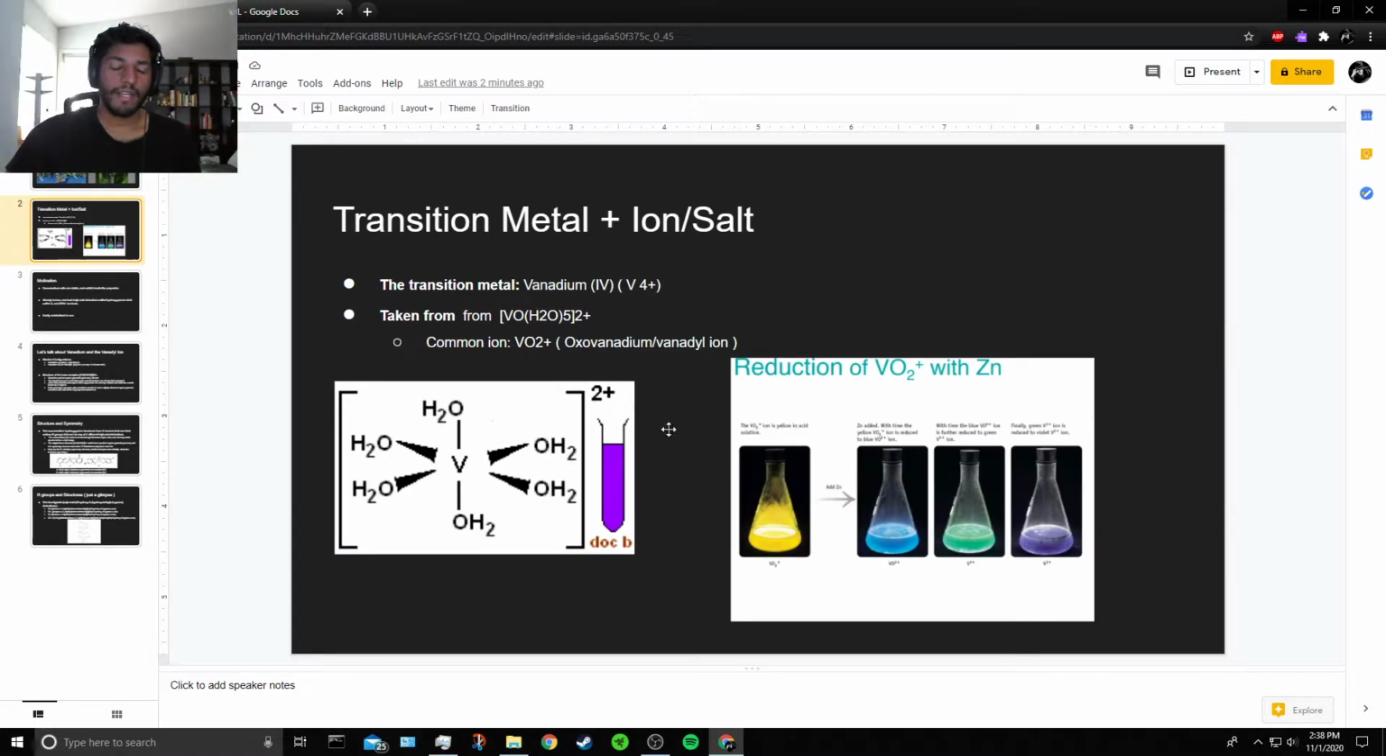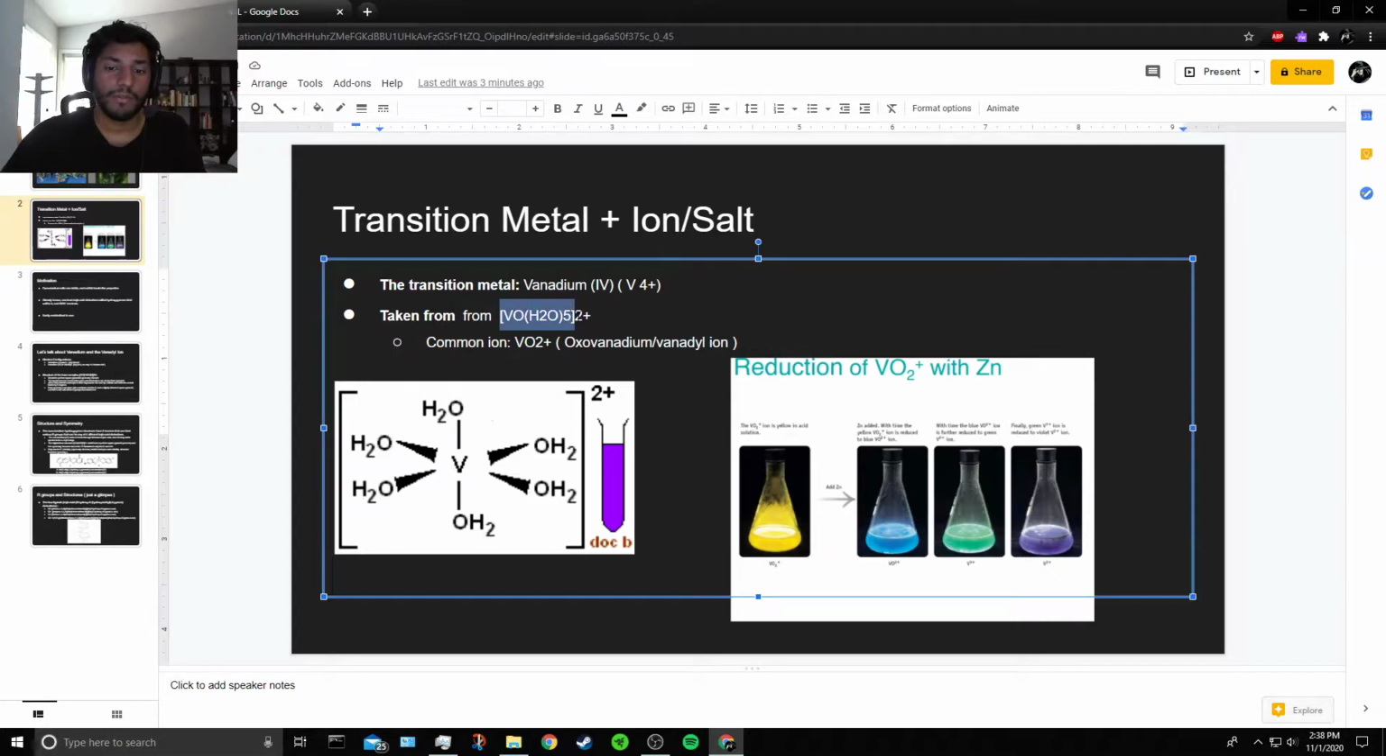All right, and so obviously, which transition metal did I use for my presentation? I obviously used vanadium, and I used the oxidation state of 4 plus. This 4 plus oxidation state was taken from the base molecule of VO(H2O)5 2 plus, which is the molecule that all other studies based their structures off of. This is a picture here of that same structure.